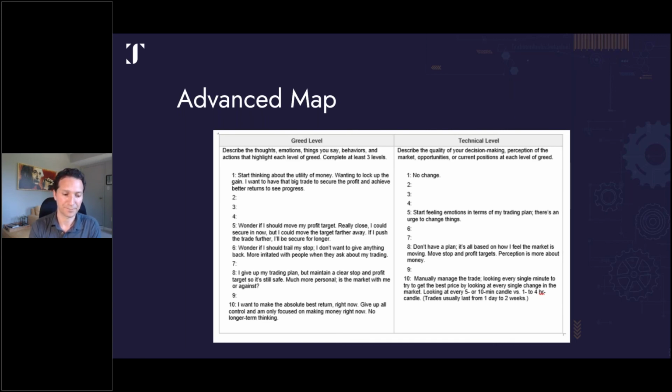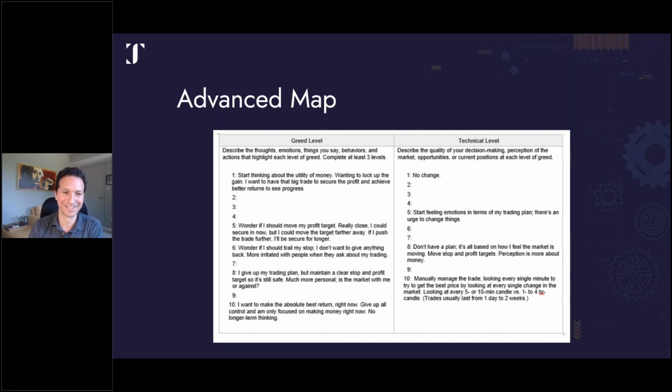Next question is from Shane. Wants to know, would you recommend creating a map across many trades, days, or weeks, and then analyze them for common traits? Can you say it one more time? Just want to make sure I understand. Sure. Would you recommend creating a map across many trades, days, or weeks, and then analyze them for common traits?